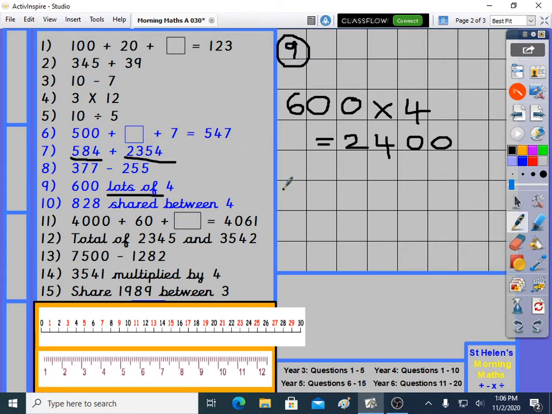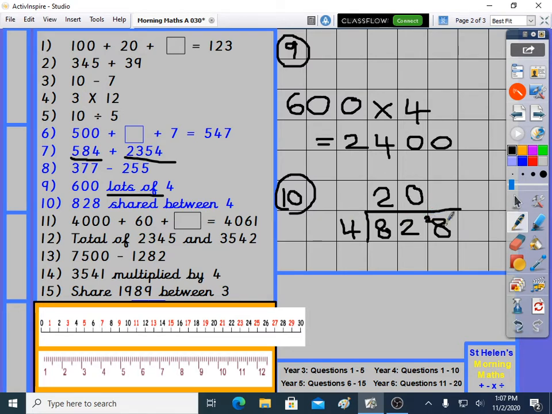Let's go to question 10. 828 divided by 4. I've done the bus stop a lot of times this year. Hopefully when you get to division topic you'll be quite happy with it. How many 4's in 8? 4, 8, there was 2. How many 4's in 2? 4 is too big to get into 2. 0, carried a 2. And how many 4's in 28?